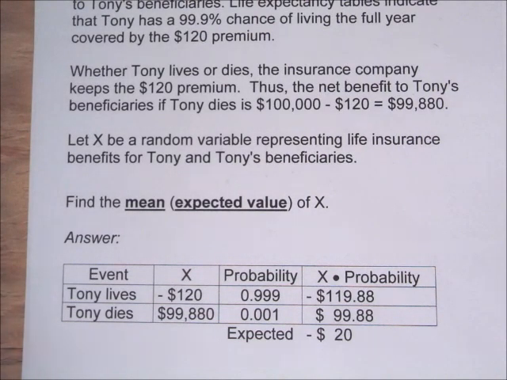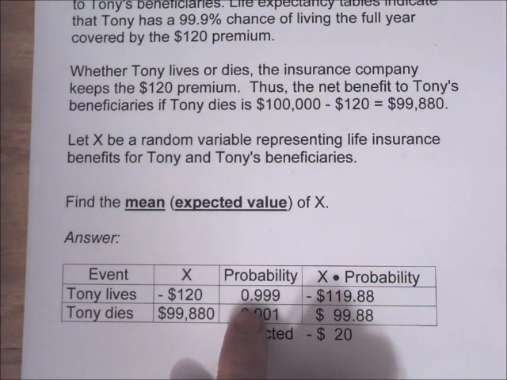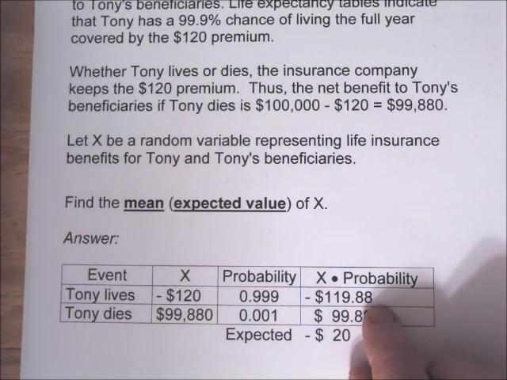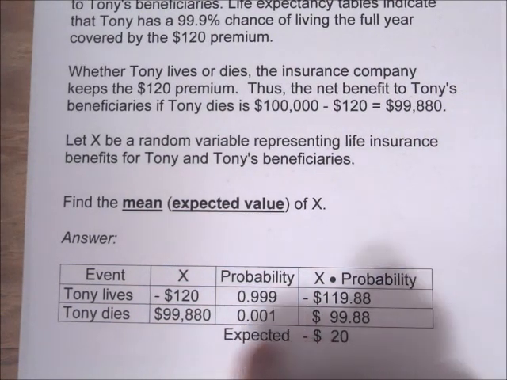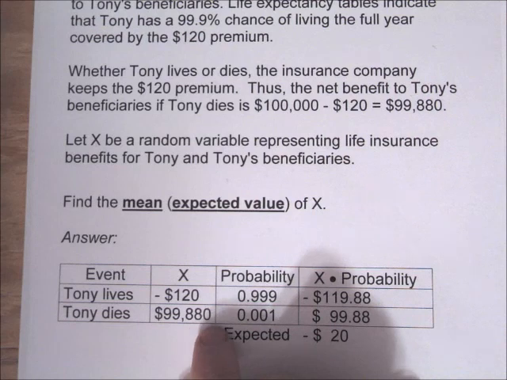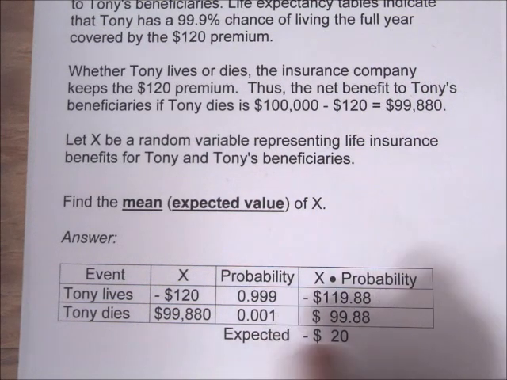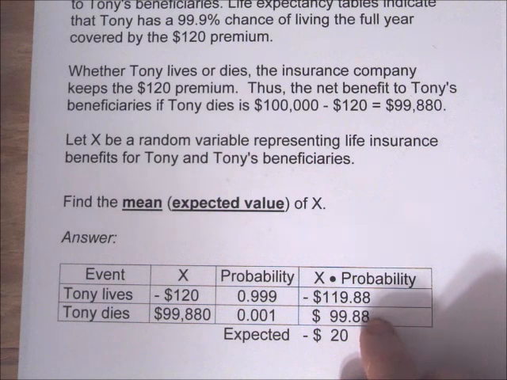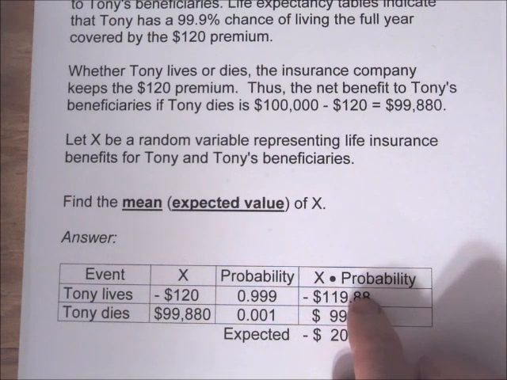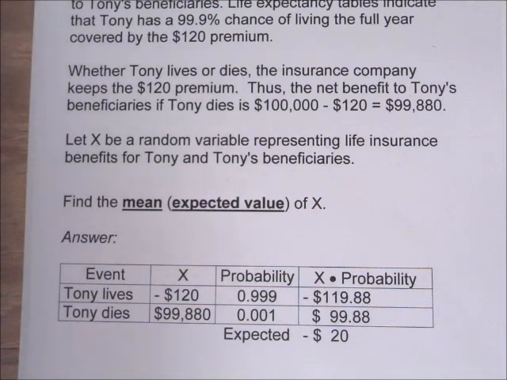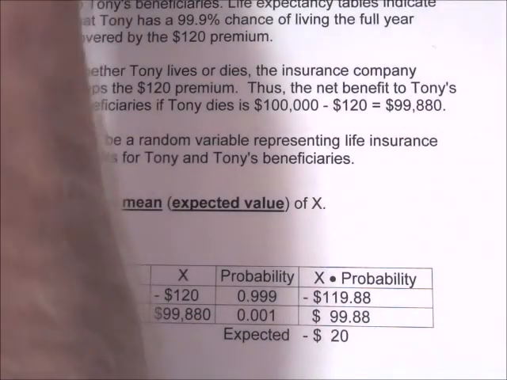And then if we multiply each value of X by its probability, this comes out to be negative $119.88, and 99,880 times 0.001 is $99.88. This is positive, that one's negative. So if you add these, the difference is negative $20. So on the average, Tony or his beneficiaries will lose $20. And that concludes this presentation.